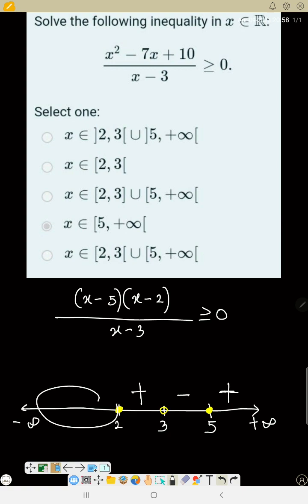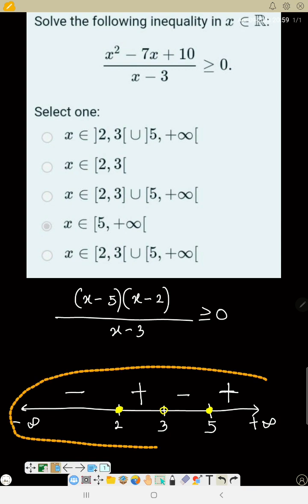So we also have, let's test the interval from 2 to negative infinity. Which numbers are less than 2 here? You can pick 1 because it's less than 2. So put 1 here. 1 minus 5 is a negative result. 1 minus 2 is a negative result. 1 minus 3 is a negative result. So minus times minus is plus, then plus divided by minus is minus. So the last sign is minus. Now we have this interval.